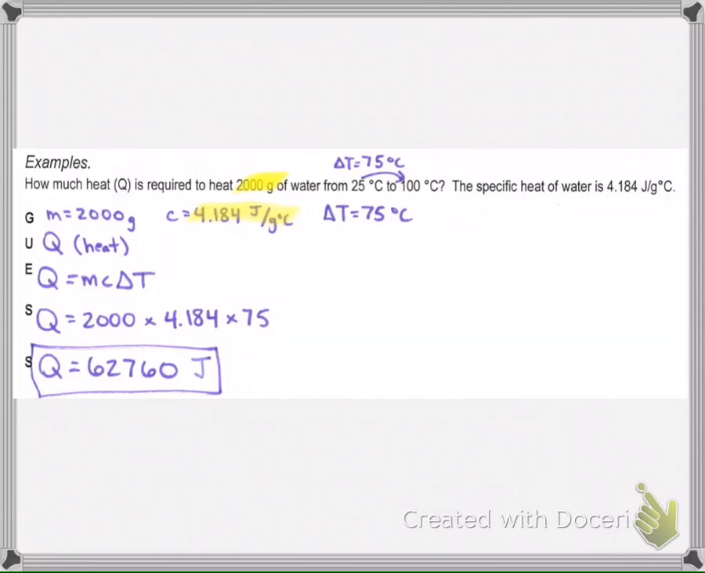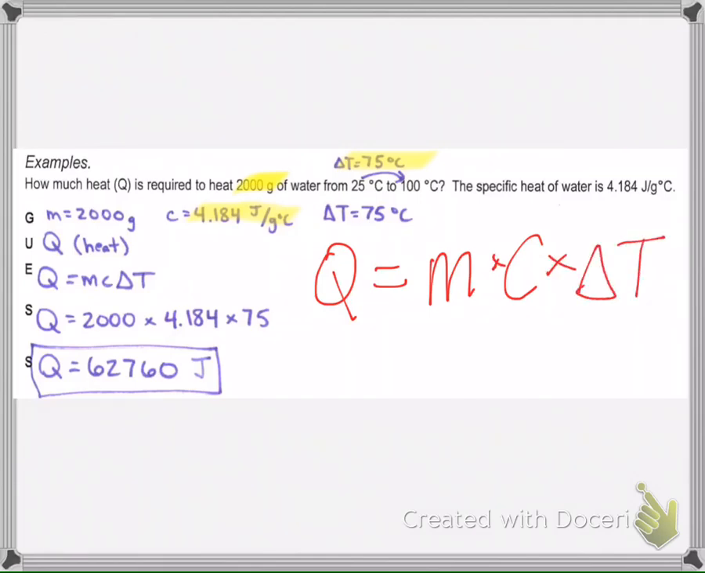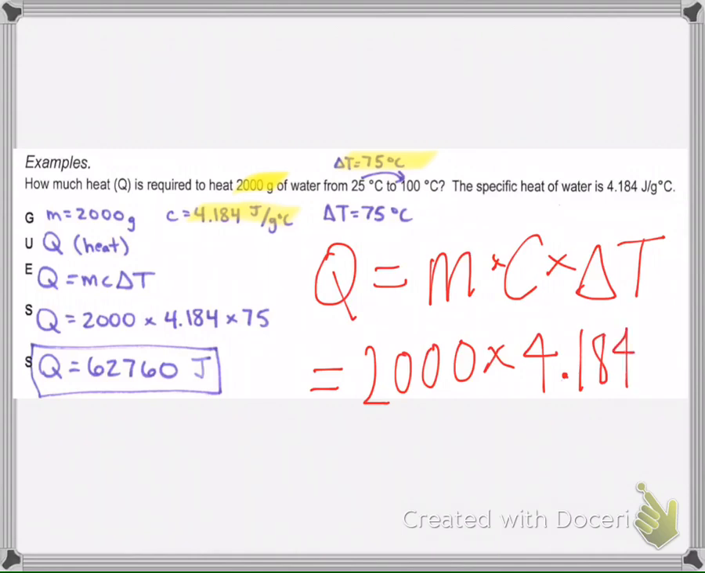The temperature change was from 25 degrees Celsius to 100. So our temperature change is 75 degrees Celsius. So that's delta T. So we're looking for Q. And in this case, we're going to use our formula. Q is equal to MC, times delta T. Mass is 2,000. The specific heat of water is 4.184. And our temperature change is 75 degrees Celsius.